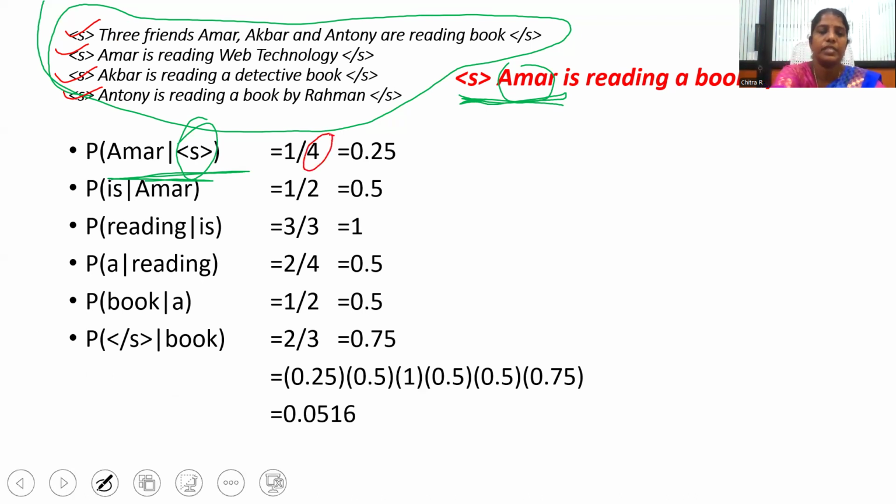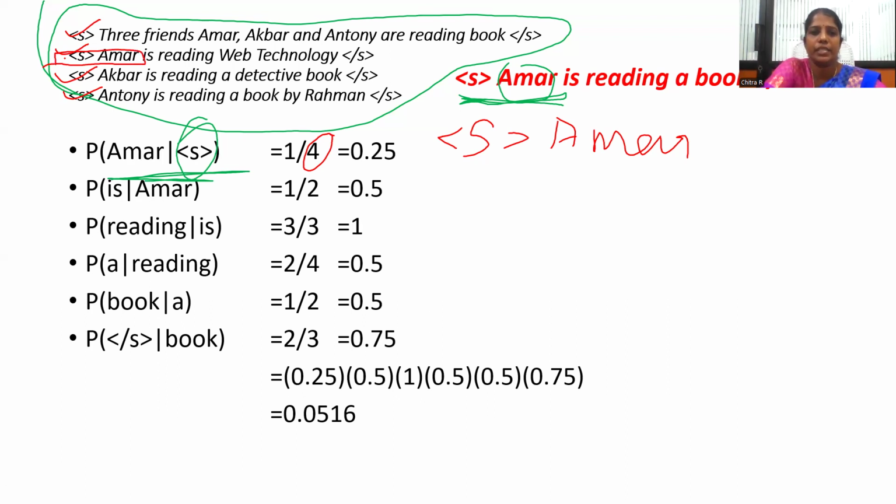And then find the start symbol followed by Amar. This is the first word and this is the second word. How many times can it be followed, in bigram manner? So you find how many times start, Amar is there in the corpus. Start, Amar is available only 1 time. So the value is 1 by 4. You are calculating the value, that is 0.25. Okay, next.